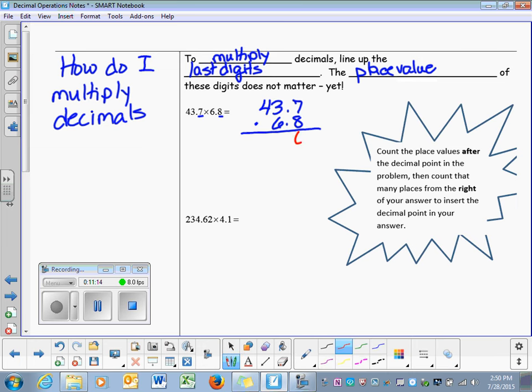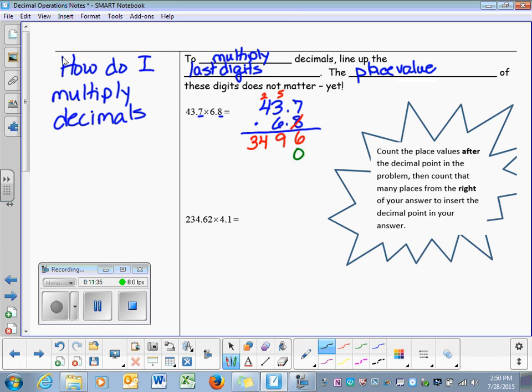Okay, at this point I'm going to multiply just like I did whole numbers. 8 times 7 is 56. Carry the 5. 8 times 3 is 24. Plus 5 is 29. Carry the 2. 8 times 4 is 32. Plus 2 is 34. Now I need a placeholding 0 before I go on with multiplying by 6.